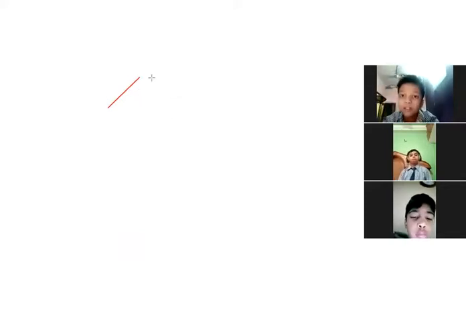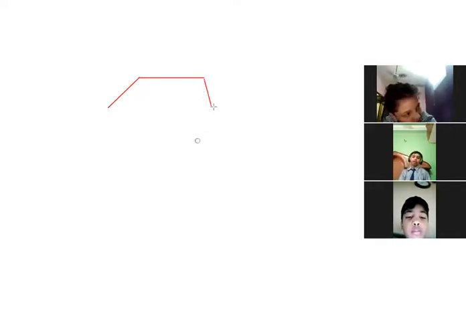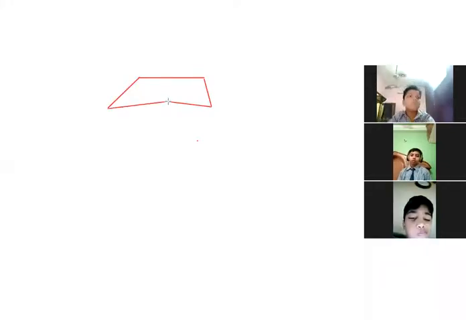Okay, so Arjun, this time ma'am is going to give you one shape. Suppose ma'am has written down like this. Okay, and ma'am has drawn the second side like this. Okay, and here ma'am has drawn the third side. Okay, and here ma'am has drawn the fourth side. Okay, and then I have drawn the fifth side like this.